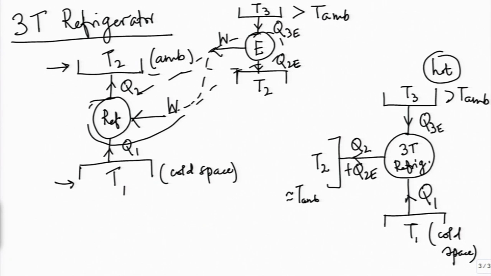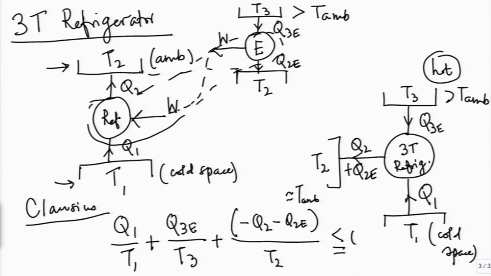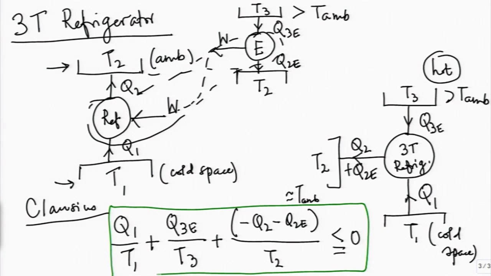When you apply the second law to this, the appropriate relation to apply is the Clausius inequality. The Clausius inequality applied to this would mean the heat absorbed divided by the temperature at which it is absorbed. So, Q1 by T1 plus the second one is Q3E by T3 plus, this is heat rejected, so I will write this as minus Q2 minus Q2E divided by T2. This has to be less than or at most equal to 0. This is the Clausius inequality which should be satisfied for such a refrigerator to work. Over to you.